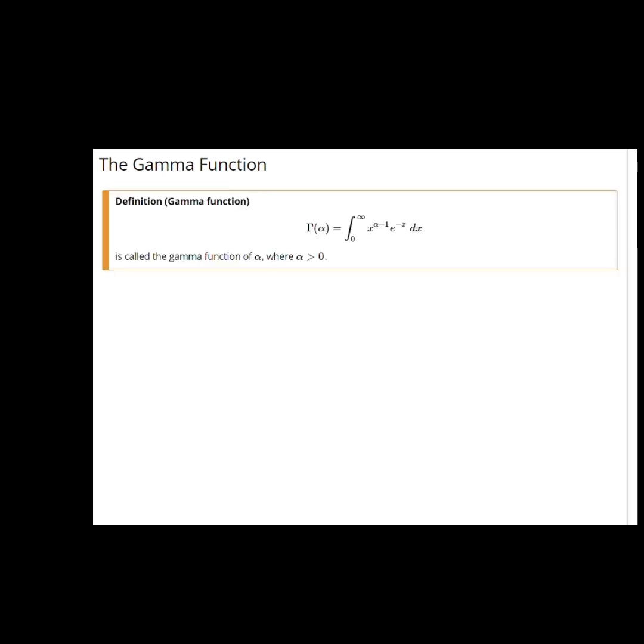There's a very useful special function, useful in most calculations involving the exponential distribution, called the gamma function. It's a function that needs to be defined through an integral. Suppose alpha is some positive number. Then we define gamma of alpha to be the integral from 0 to infinity of x to the power alpha minus 1 e to the minus x dx. This is called the gamma function, and it's defined, at least here, only for positive values of alpha.